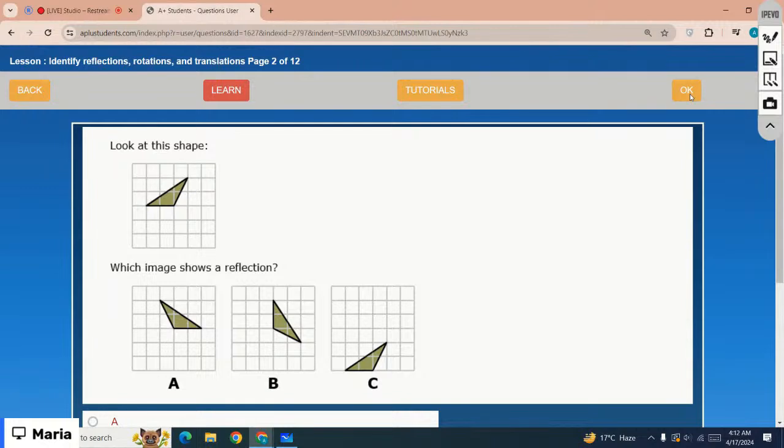Okay, look at this shape. Which image shows a reflection? Which is the correct option? Reflection. Which one shows the reflection?